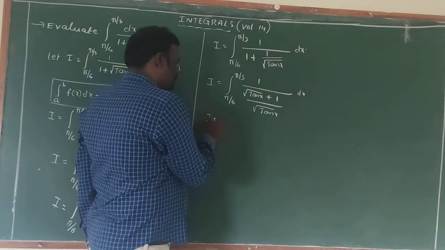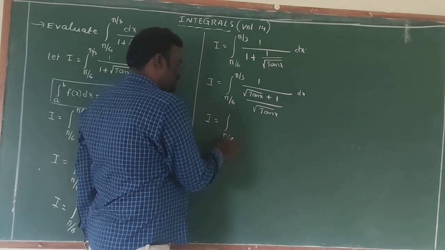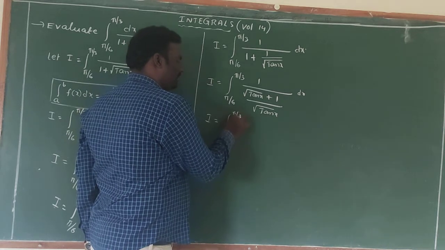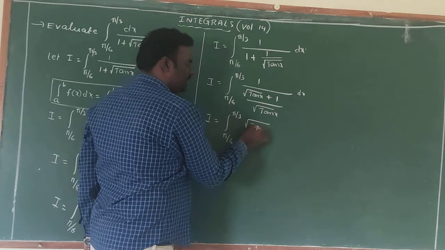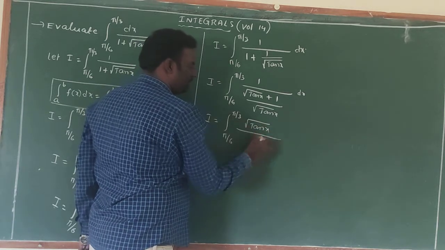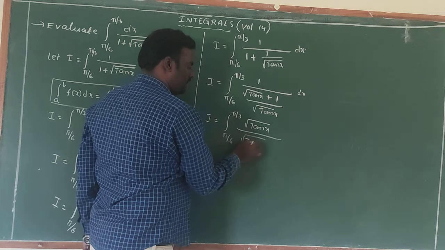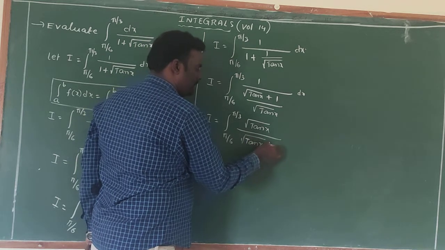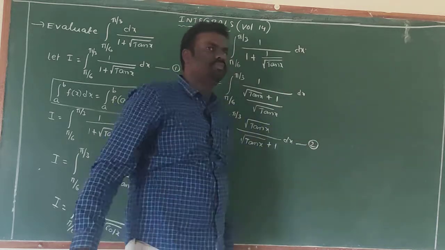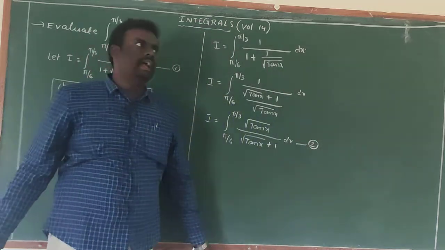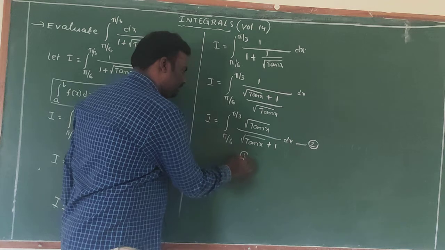Then I equals integral pi by 6 to pi by 3. This root tan x goes to the numerator. Now what will you get? Root tan x by root tan x plus 1 dx. This is equation 2. So finally, add 1 and 2.